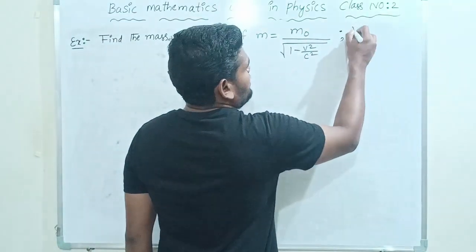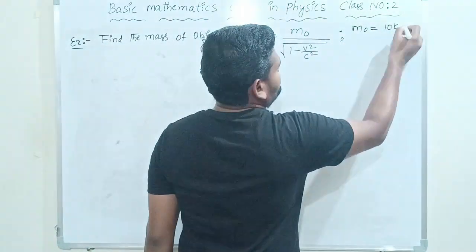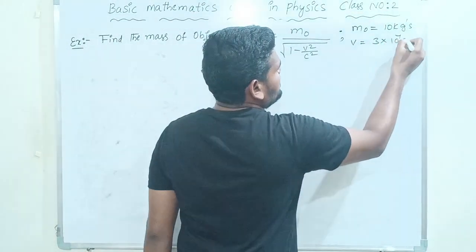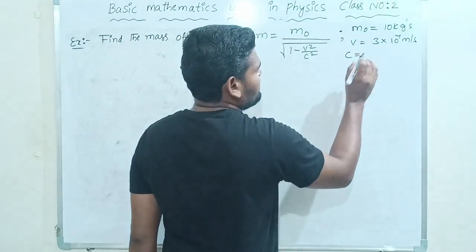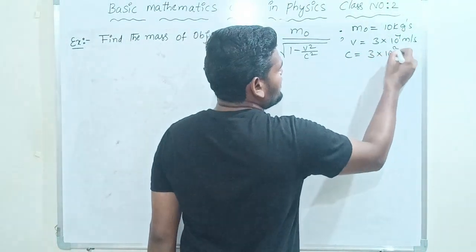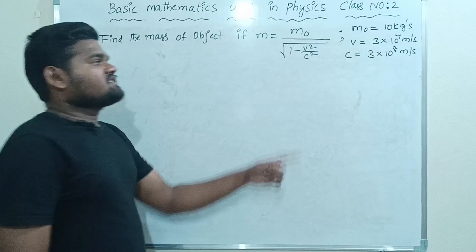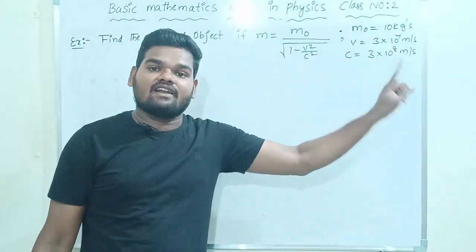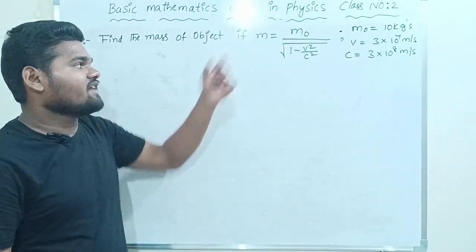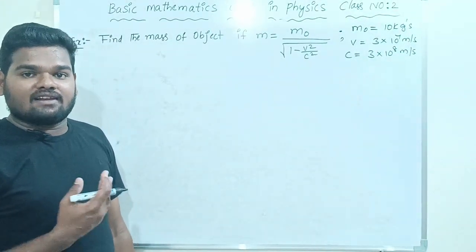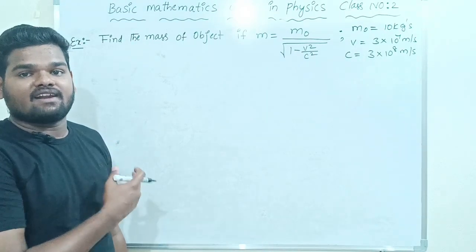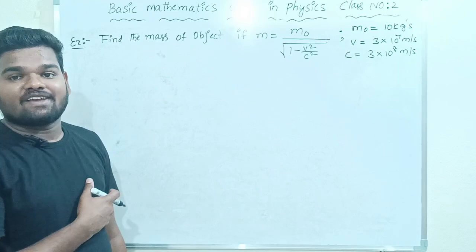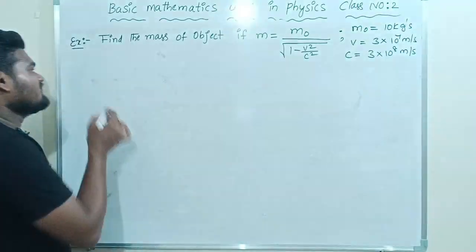Some values are given. m naught is equal to 10 kgs, the velocity of the object is 3 into 10 to the power of 7 meter per second, and c, the light velocity, is 3 into 10 to the power of 8 meter per second. So the rest mass is given as 10 kgs, the velocity is given, and the velocity of light is also given. We just have to find the mass m. Try once. Pause the video and try the question. 3, 2, 1. I will solve.